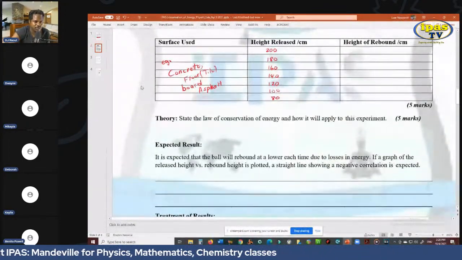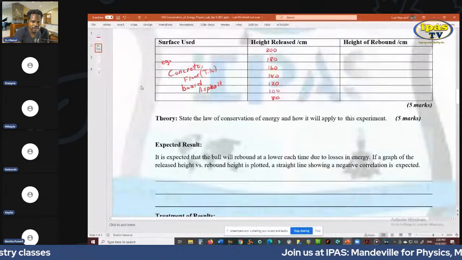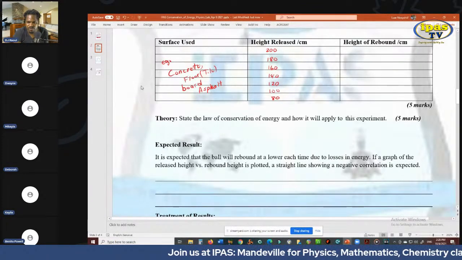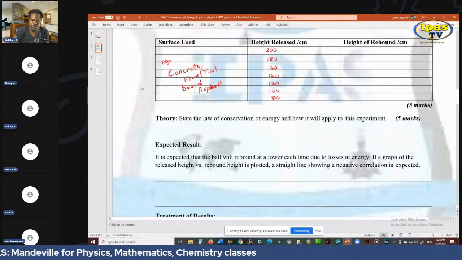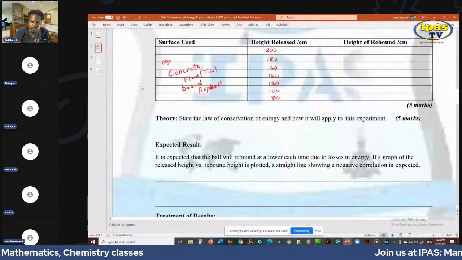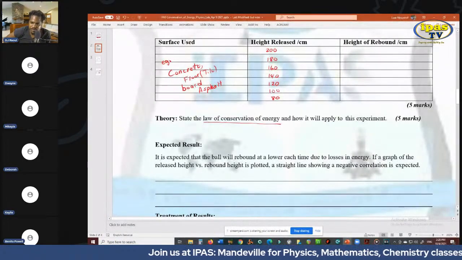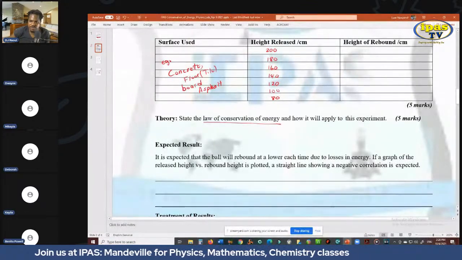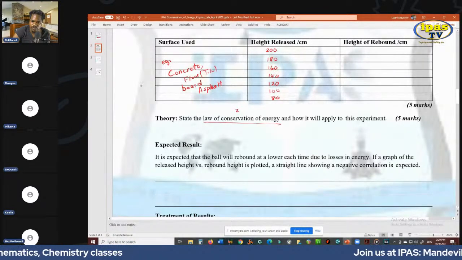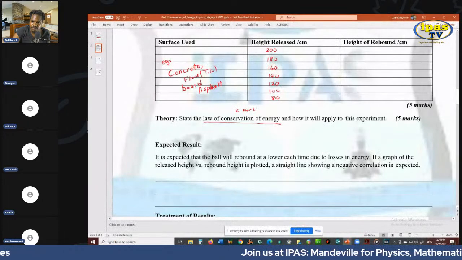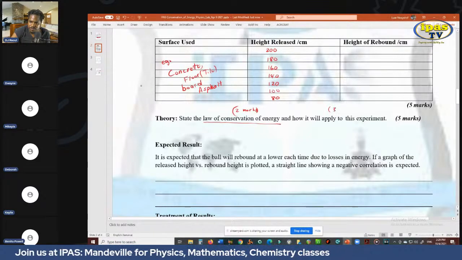We're going to go to the next part, which is the theory. Theory is something you usually have in these labs where you just write something that you researched related to the lab. So the theory here is just relevant information. The topic for this lab is the law of conservation of energy, and you basically write how it applies to the experiment. State the law and how it will apply. You get 2 marks for stating the law, and then how it applies to the experiment, you get 3 marks.